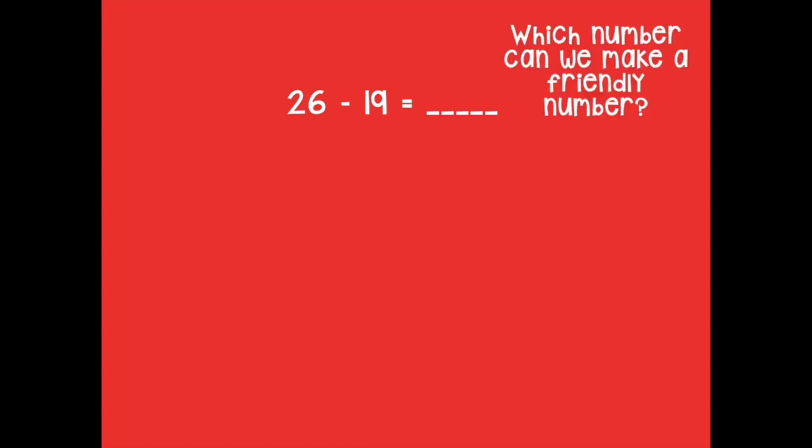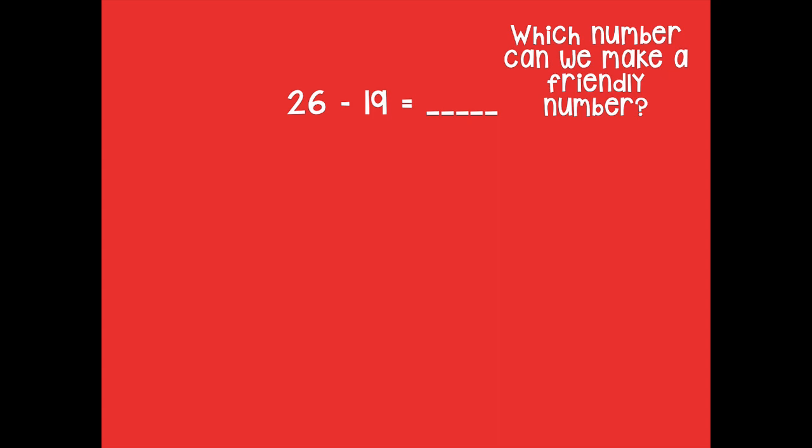All right, let's look at another one here. 26 minus 19. I'm going to have you guys solve this, but I want you to think in your head before you do: which number can I make the friendly number? Am I going to add something to 26, or am I going to add something to 19 to get to the next friendly number?